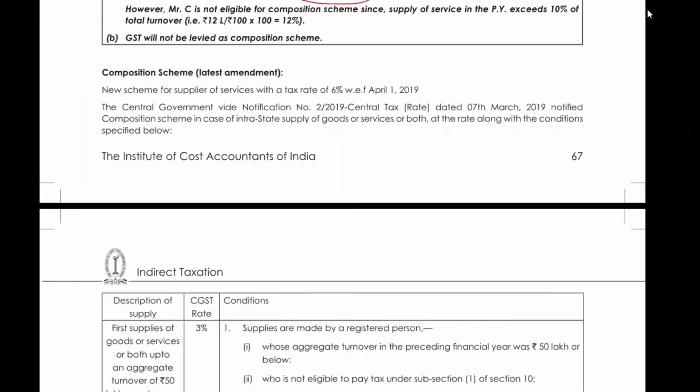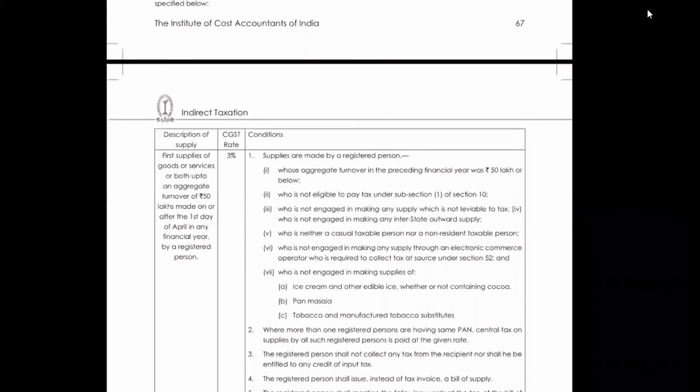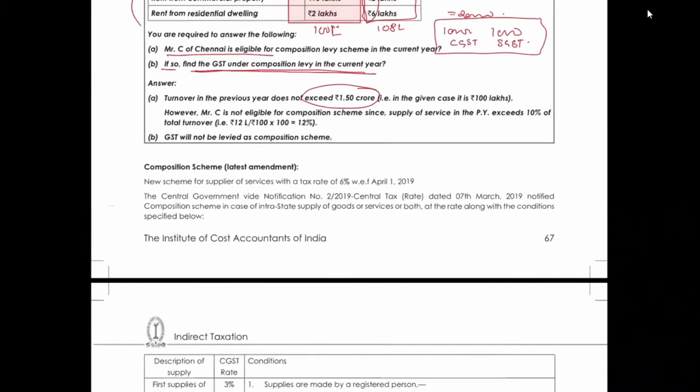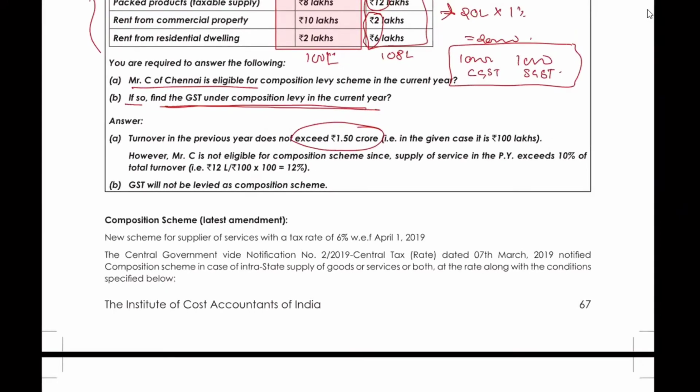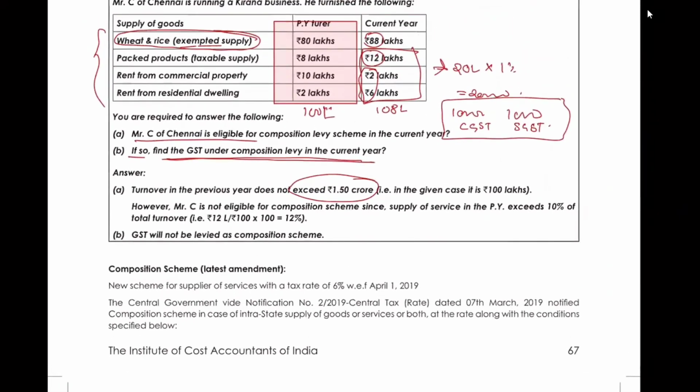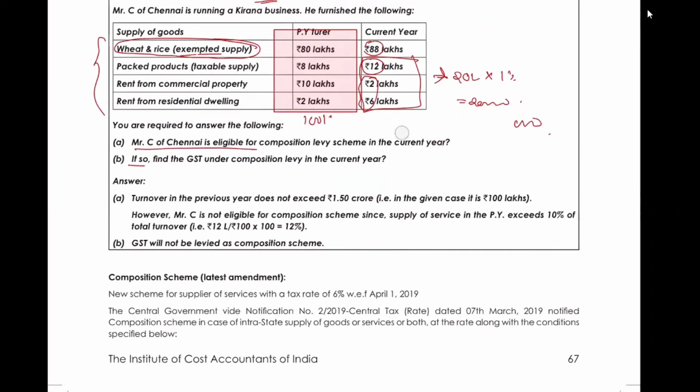Correct. I went in a wrong way. I've just checked the aggregate turnover. I haven't checked the services limit. So 10 plus 2, the 12 lakh is the service, and the eligible amount is 10 lakh because 10% of 100 lakh is 10 lakh. So yes, it is 12%. Services will not be more than 10%.